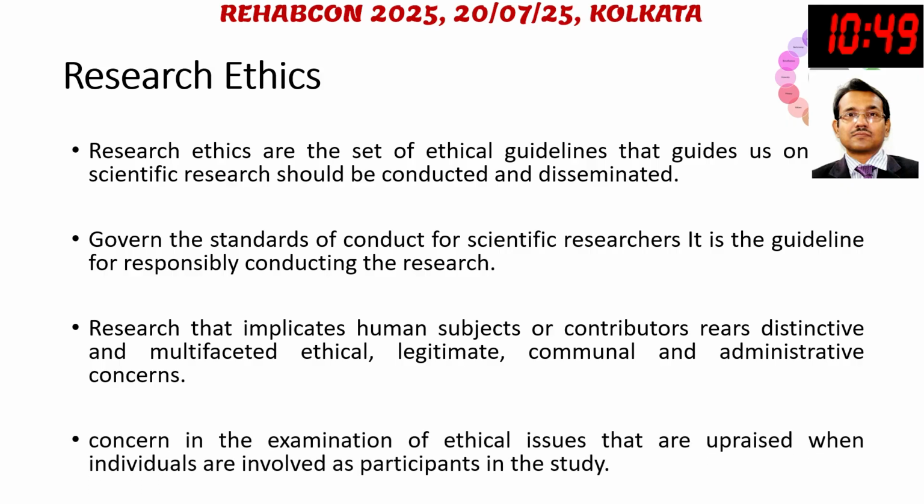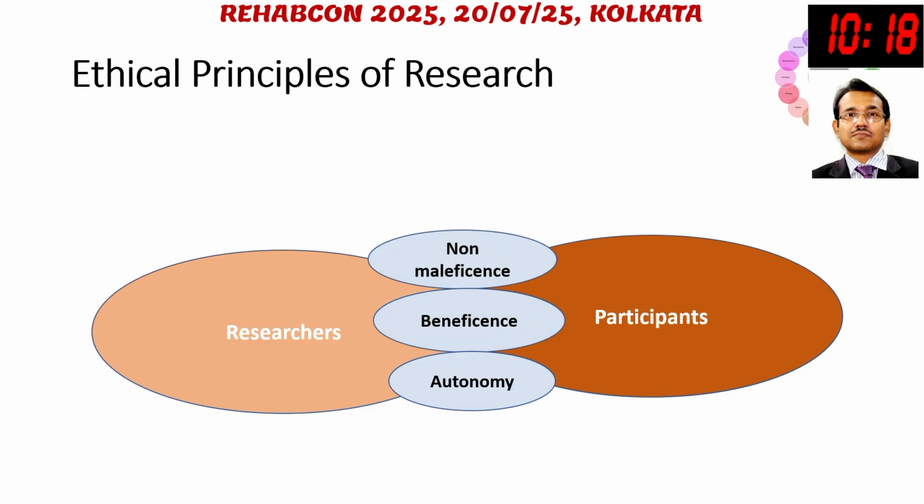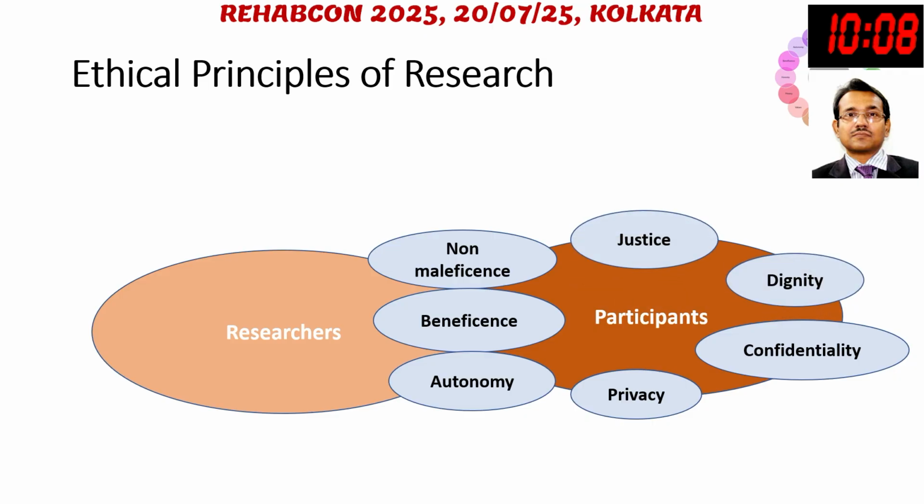Research that involves human subjects or contributors raises distinctive and multifaceted ethical, legal, social and administrative concerns. It concerns the examination of the ethical issues that are raised when individuals are involved as participants in the study. So, in these ethical principles of research, there is an interaction between researchers and participants. So, what are the different interaction points? First is autonomy. As Professor Majumdar said before, he described what is autonomy. Next, beneficence. Next, non-maleficence. Next, for the participant, privacy is important, confidentiality, dignity for the participants, and justice for the participants is important.